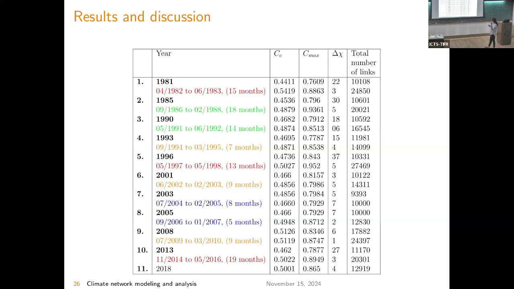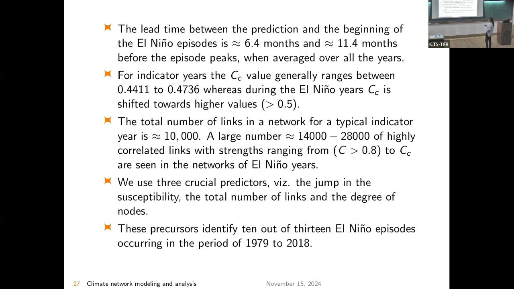And we have made a prediction for each year. We have constructed a network, and we have made a prediction on 31st of December of that year, on whether next year is going to be El Nino. So depending on these parameters, even if you missed the upcoming El Nino episode in the delta chi, you can consider the degree distribution and the total number of links, which are also more reliable together, to predict the episode.